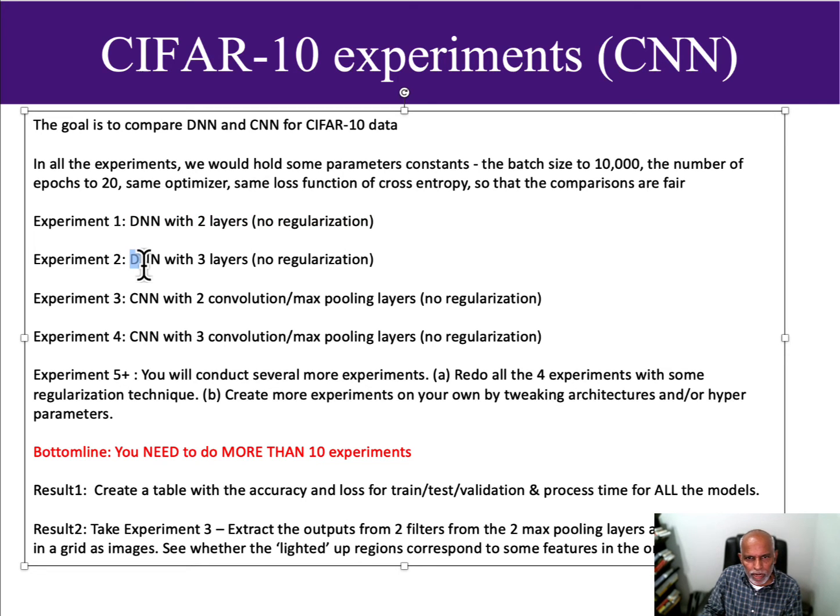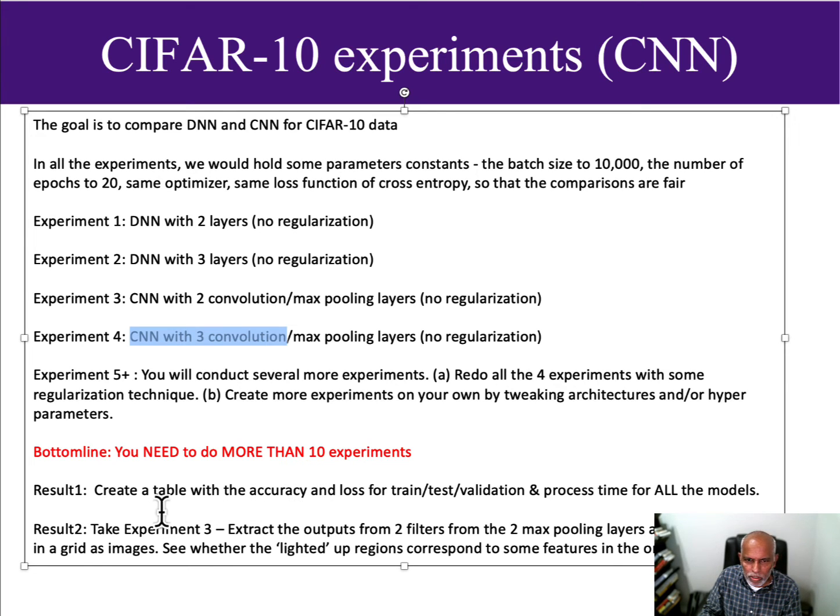In experiment 2, we are asking you to do 3 layers, no regularization. Experiment 3 is the CNN with 2 convolutions, and each time you are applying max pooling, no regularization. Experiment 4 is a CNN with 3 convolutions. Again, for each of them you will use a max pool layer and no regularization. In experiment 5 and beyond, you will conduct several more experiments: redo all 4 experiments with some regularization technique, and create more experiments on your own by tweaking architectures and or hyperparameters. Bottom line, you need to do more than 10 experiments.